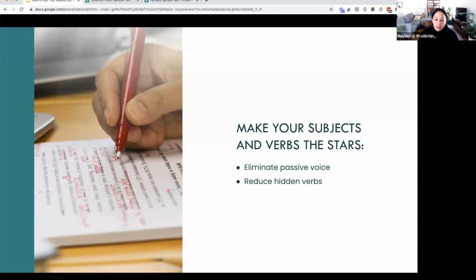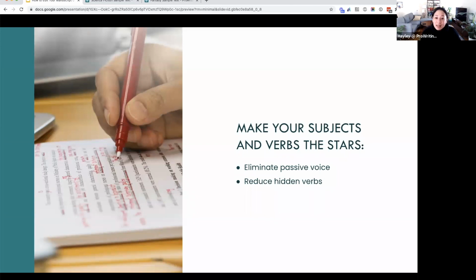Another way to make our subjects and verbs the stars is to reduce something called hidden verbs. Hidden verbs is when you take a verb, an action word, and hide it in a noun phrase. So instead of saying something like, I'm going to announce my decision on Friday, you'll say, I'll make an announcement of my decision on Friday. That's when you hide a verb. You basically take a really powerful action word and you turn it into a noun phrase.